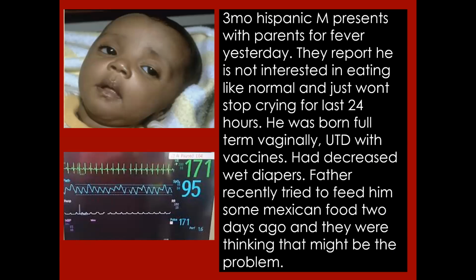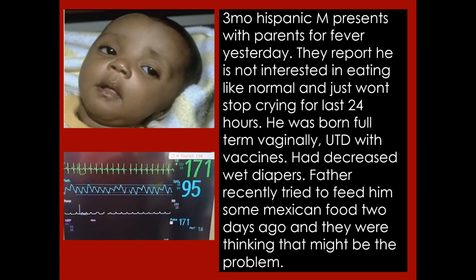They're telling me that he's not interested in eating and he just won't stop crying for the last 24 hours. He was born a full-term baby. He had no problems and he's all up to date with his vaccines. He's also had decreased wet diapers, noticeably, he's only had one in the last 24 hours. And his father says that he probably got sick because he tried to feed him some Mexican food 2 days ago. That's right. They tried to feed their 3-month-old Mexican food. And they were thinking that maybe it was too spicy and that's why he was sick. Yes, this was a real patient.